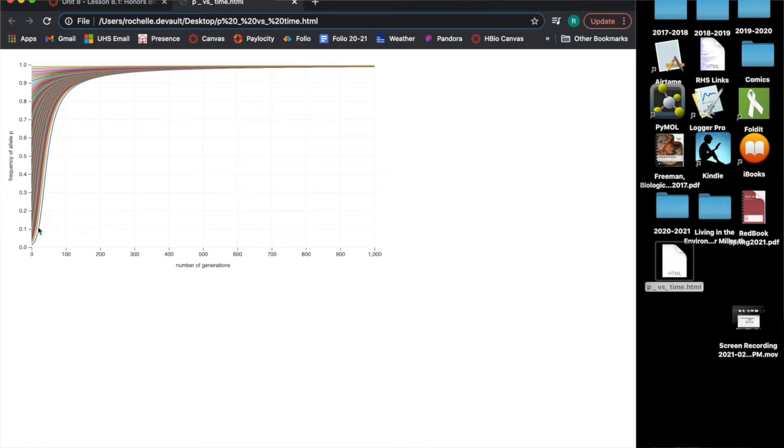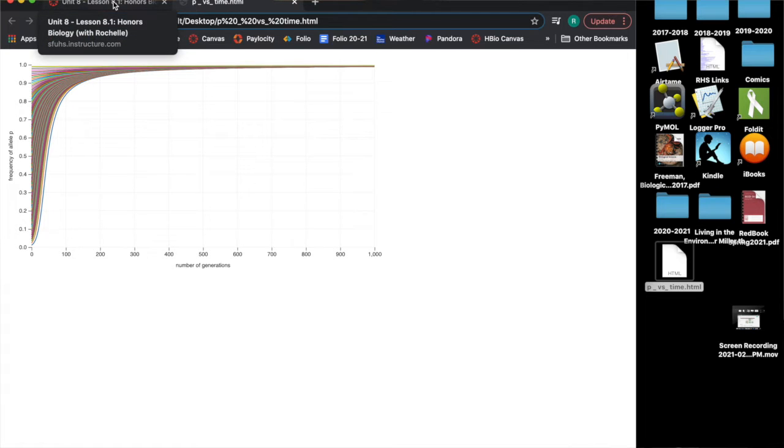So for example, this dark blue line here shows that the frequency of the p allele starts at 0.1 at generation 1, and over time eventually approaches, or gets to, if we ran out the generations, almost 100% present in the population, where it would be the only allele. And you notice that no matter what we set our starting p frequency to, all of these converge on this allele being the only allele present in the population. So some sort of evolution is taking place.